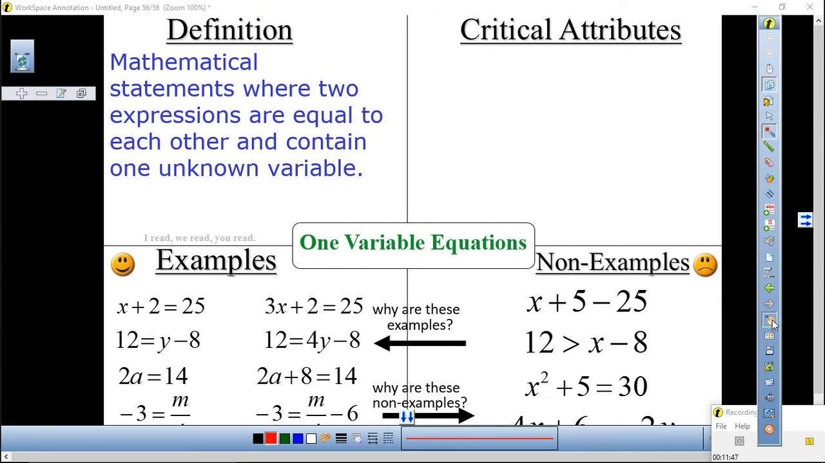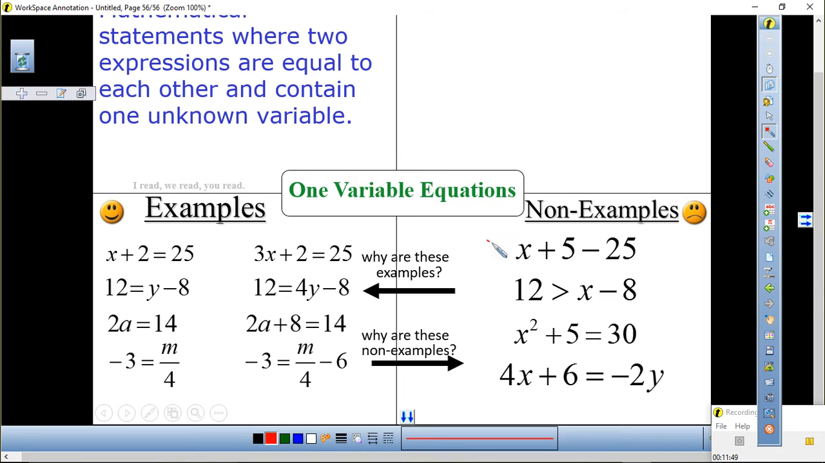Let's look at the first non-example, this one. Why is that not a one variable equation, and what is the name of it? Go ahead, Jeremiah. It's an expression. And does that cover as to why it's not a one variable equation? Okay. That is correct. This is an expression, no equal sign. Pass to someone, please.